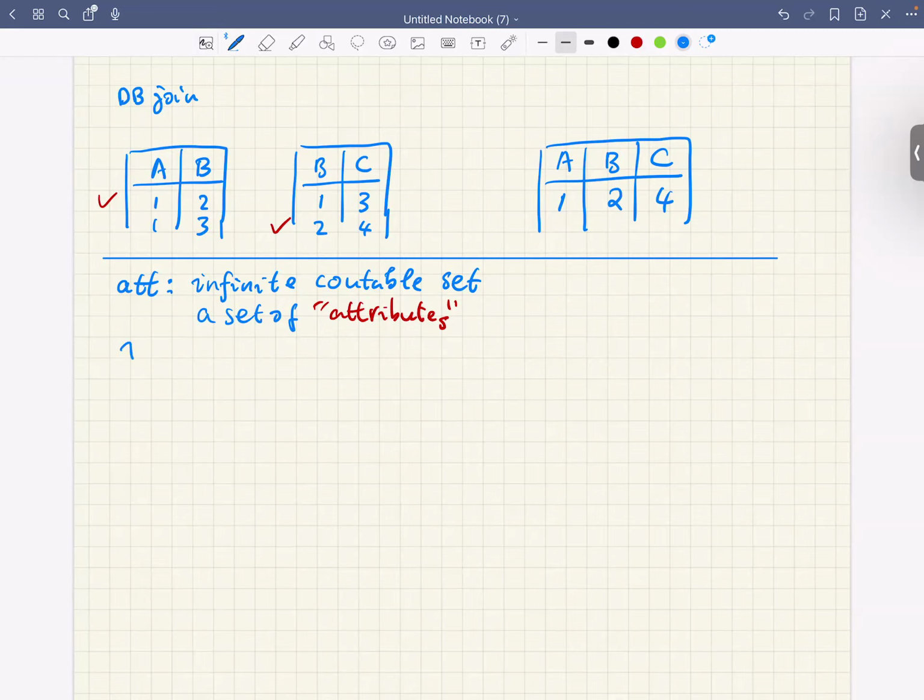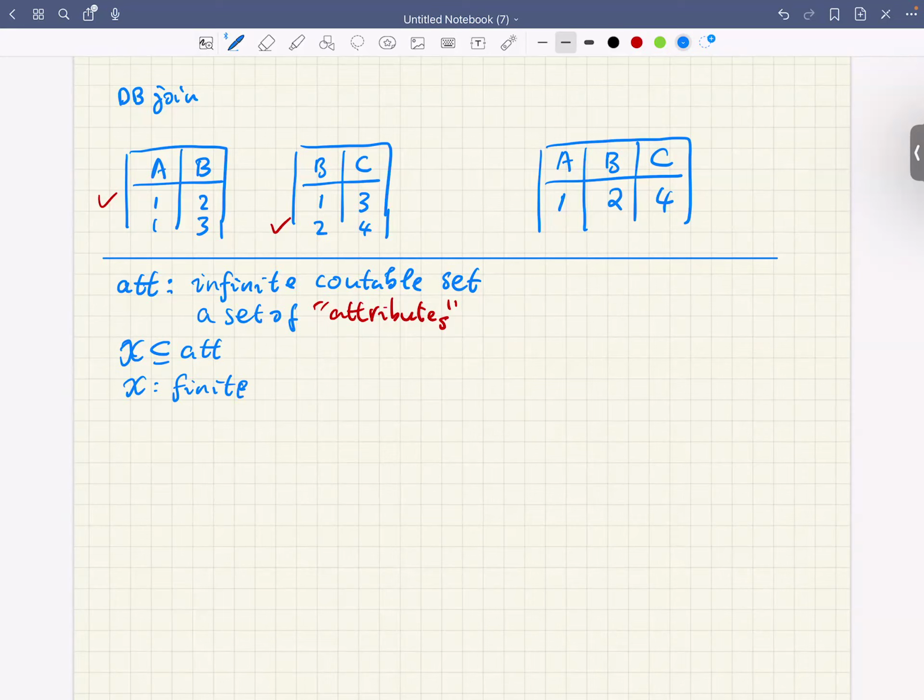Here, we will first take a subset of this ATT. This is well-defined: ATT is a set, and this curly X is a subset of that. So this curly X is a set of attributes, a specific set of attributes. This X is a finite set, finite in size. We don't talk about an infinite set of attributes here. So this is a finite set.